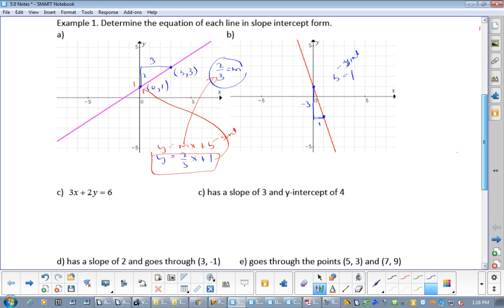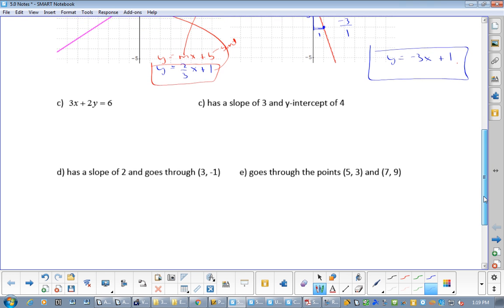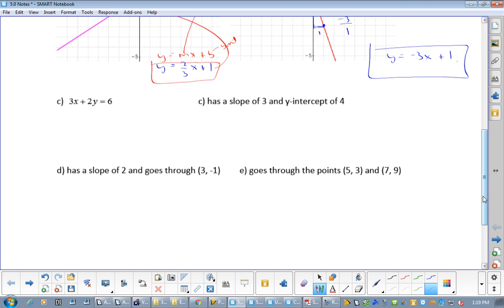So my slope is rise over run. So my equation is y equals -3x plus 1. Again, I could put it in the calculator and show you, but I think I've exhausted that to death. Okay, now C, we have to get into y equals mx plus b too.